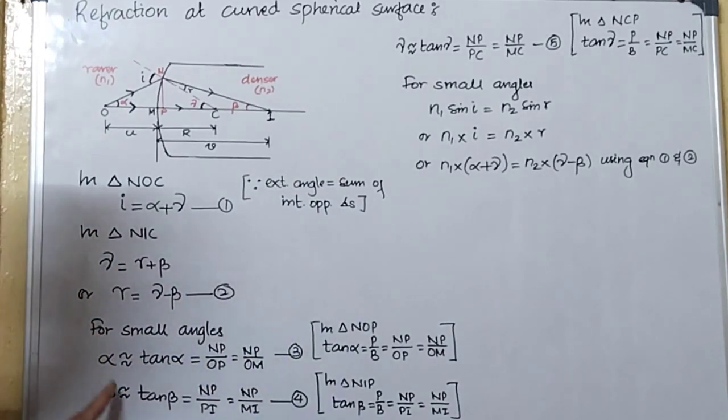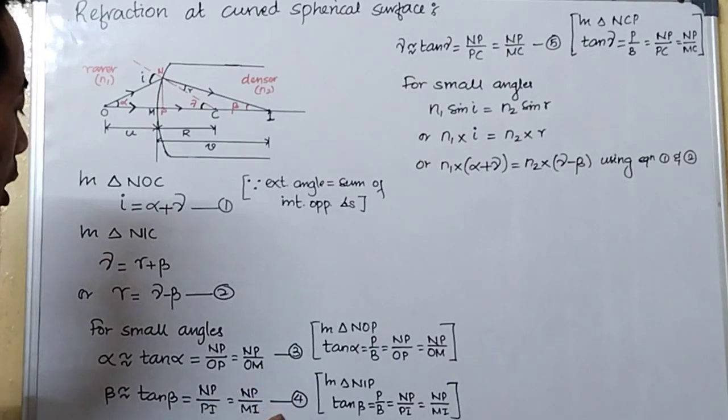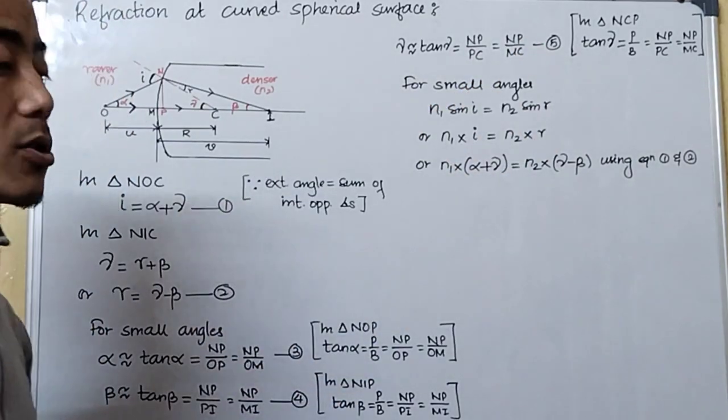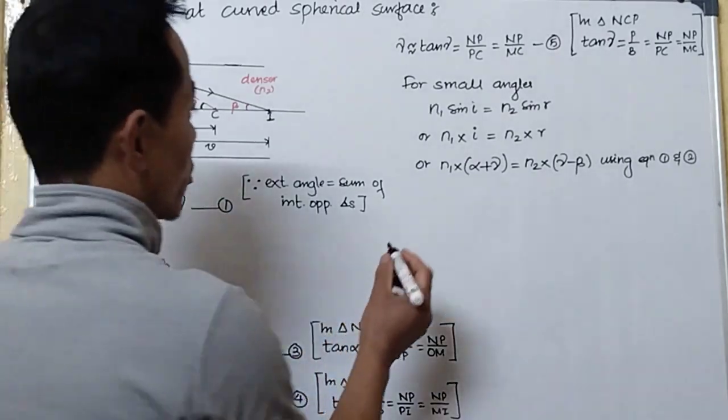Now again, if we look at the equations, we have the value for alpha, beta and gamma in equation number 3, 4 and 5. So we can replace the values of alpha, beta and gamma here. So let's do that.